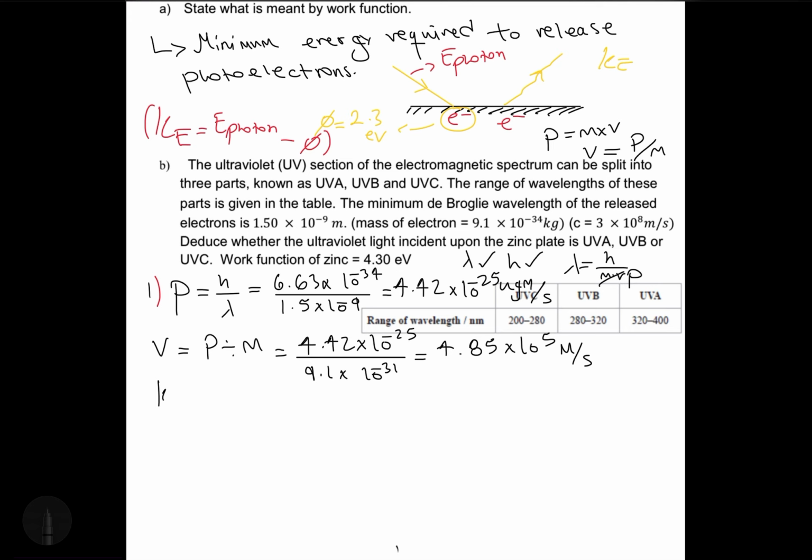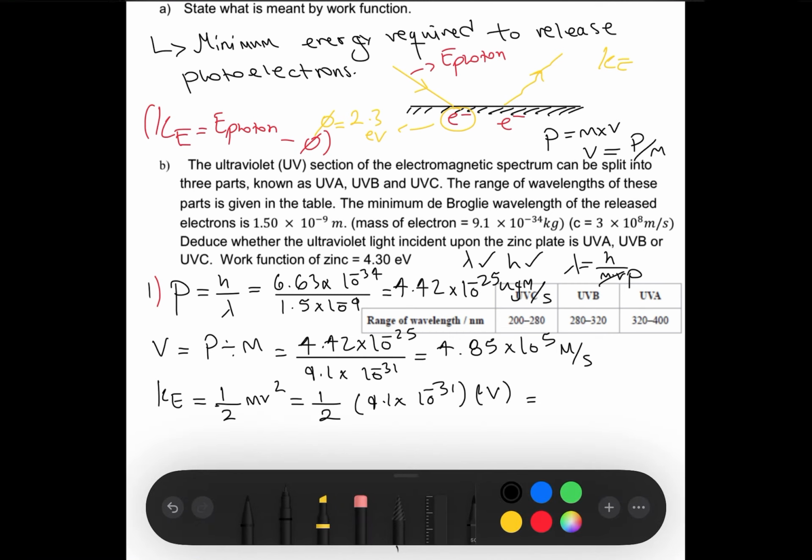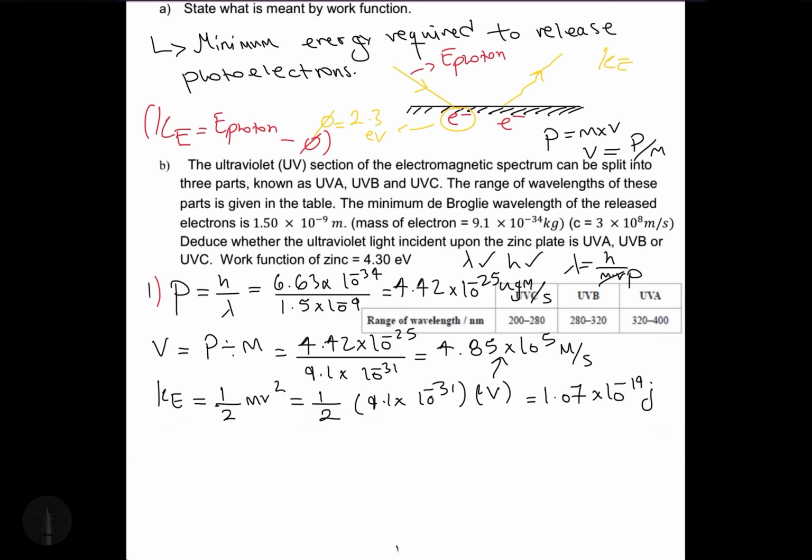Now, we can find the kinetic energy of the released photoelectron next by simply multiplying 1/2 times mv squared, where v is the velocity that we just found, and m is the mass of one electron. So 1/2 multiplied by 9.1 times 10 to the power of minus 31, multiplied by the velocity squared. I'm just going to write v because it's the same as the one above. Now, we're going to calculate that. The value is going to be 1.07 times 10 to the power of minus 19 joules. So now we have kinetic energy.